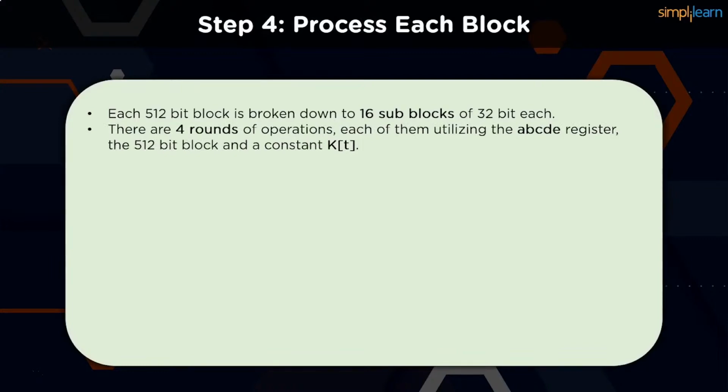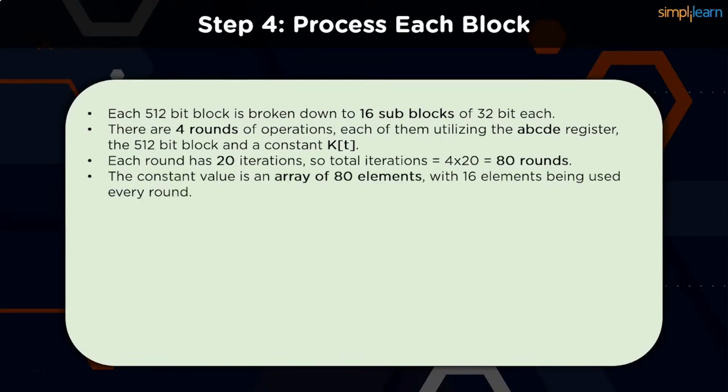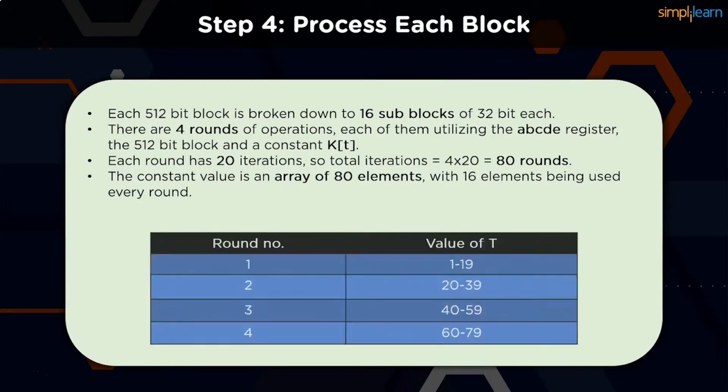Each of them goes through 4 rounds of operation that use the entire register and have the 512-bit block along with the constant array. Out of those 4 rounds, each round has 20 iterations. So in general, we have 80 rounds sum total. The constant value of K is an array of 80 elements. Of those 80, 16 elements are being used each round, so that comes out to 80 rounds for each of those elements. The value of t differs by the number of rounds, as can be seen in the table below.